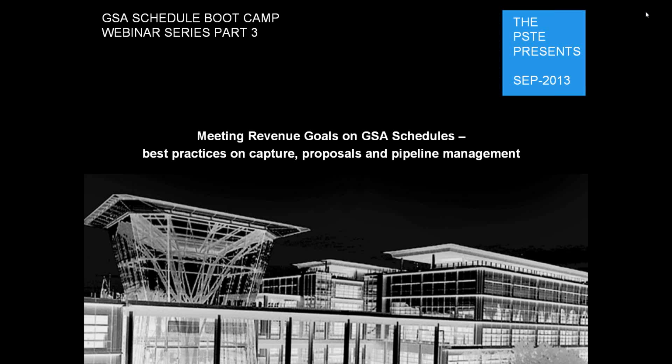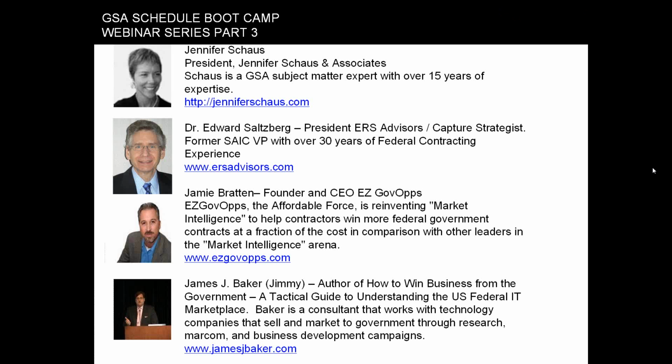And speaking for Jamie Bratten, who's the president of EZGovOpps, and Jennifer Schaus, president of Jennifer Schaus Associates, and also Jimmy Baker, who's not here today. We're going to really run through quite a lot of information about the GSA schedule. We're going to review what we did in Part 1 and Part 2, and then we'll get into the pipeline management part of this.